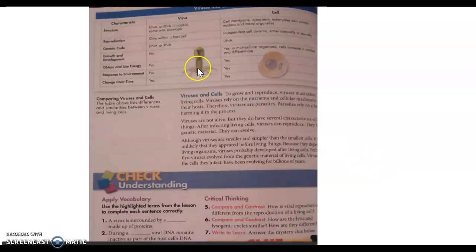And there is a list of viruses and then cells, their characteristics. Notice DNA or RNA for the virus. And it can only reproduce within a host cell. It's going to have either DNA or RNA. It cannot grow and develop. It cannot obtain and use energy. Response to the environment says no, but it does adapt, change over time.